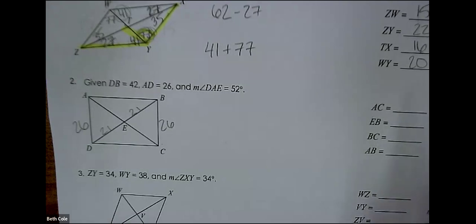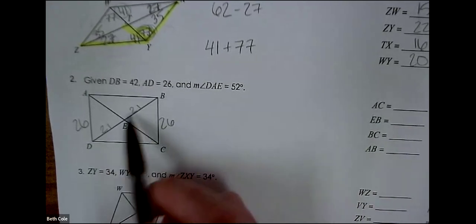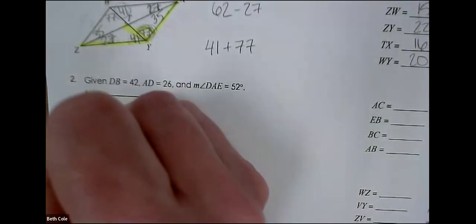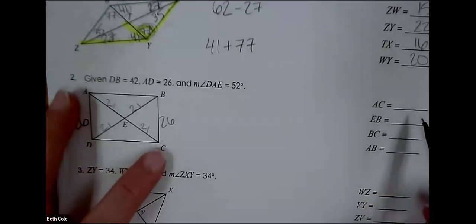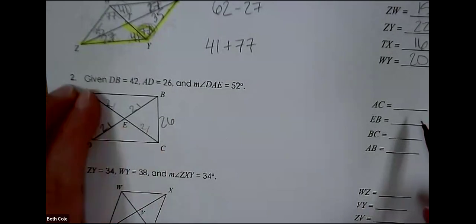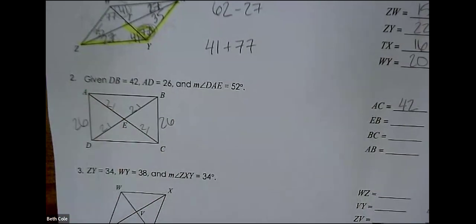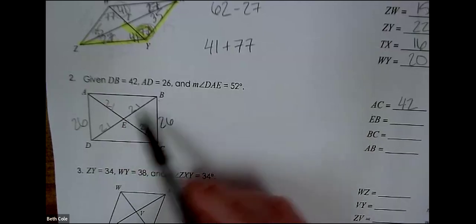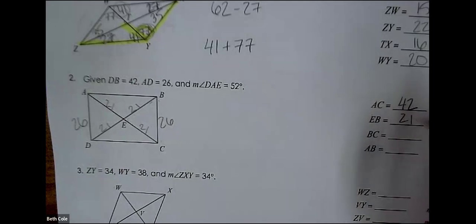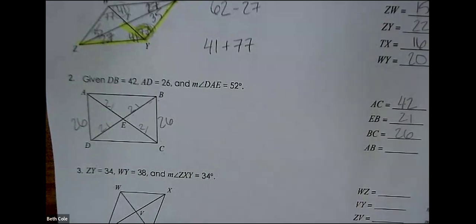Okay, let's go and try and fill them in. AC. So I didn't fill this in, but if this is 21 and this is 21, these are also 21. Your diagonals are congruent. So AC is the whole way across. That would be 42. Good job. All right, EB. So from here to here, 21. BC is 26. Now this one we are going to have to actually do some work for.